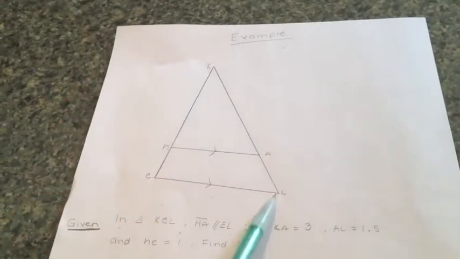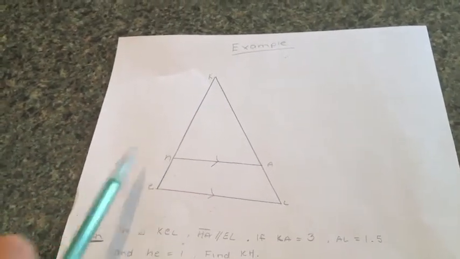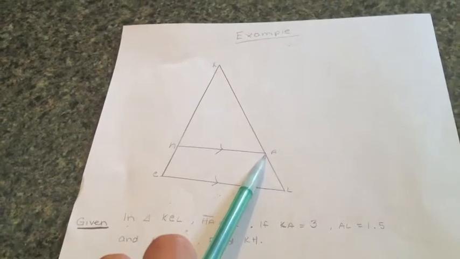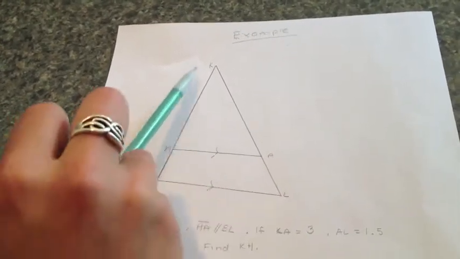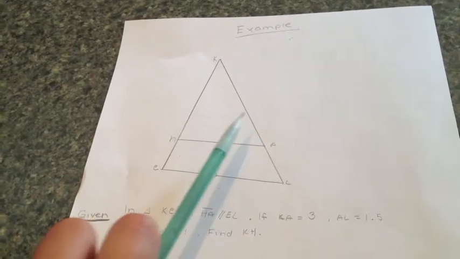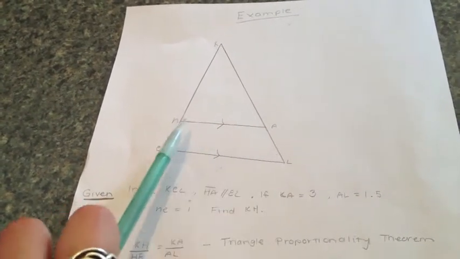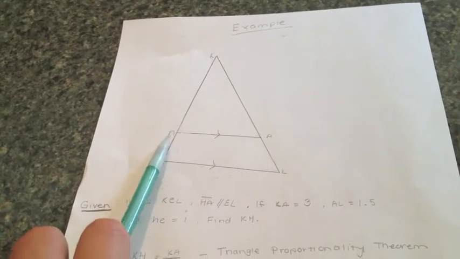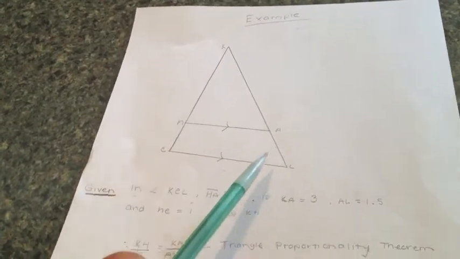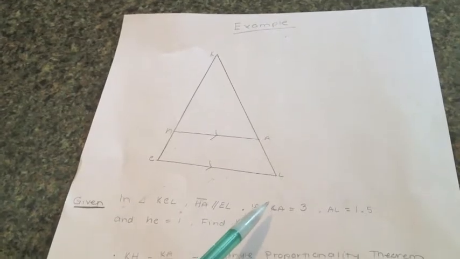Let's solve this problem using the triangle proportionality theorem. In triangle KEL, segment HA is parallel to EL. If KA is equal to 3, AL is equal to 1.5, HE is equal to 1, find KH.